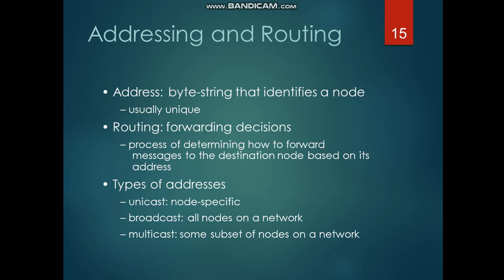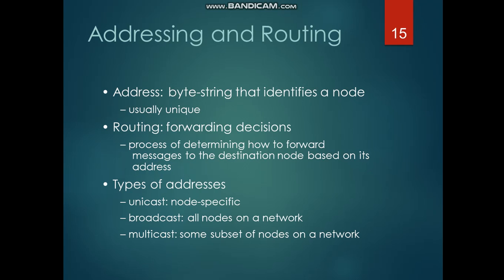So an address is normally a byte string that identifies a node. Byte string means it is an 8-bit digital code which is usually unique. And routing means the forwarding decisions: the process of determining how to forward messages to the destination node based on its address.